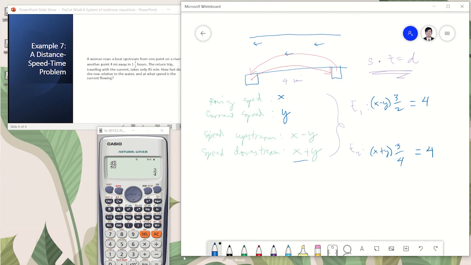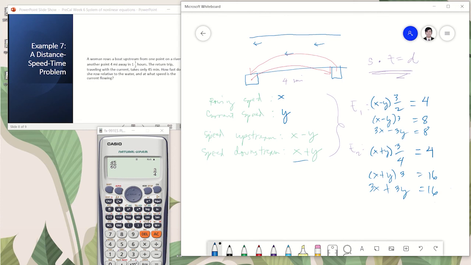Okay, but before anything else, we can simplify this by multiplying a 2 in both sides to cancel out the 2. So if we do that, multiplying 2 here on the left, it will become x minus y times the 3 equals 8. And then we can distribute the 3. So it will become 3x minus 3y is equal to 8. Here on our second equation, we multiply a 4 in both sides. So what will be left is x plus y times 3 is equal to 16. Then we distribute the 3. So 3x plus 3y is equal to 16.